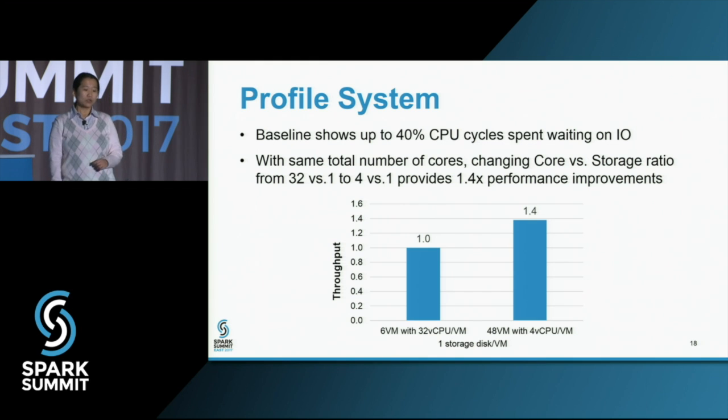Try it out. So the information we get tells us the baseline shows up to 40% of the CPU cycles spent waiting on I/O. So I/O is a big topic, right? So then with the same number of cores, we keep the computation the same. We just partition the sliding bars. We're changing the cores to storage ratio from 32 to 1 to 4 to 1. Just by doing that, we get 40% better performance out of the exact same workload.